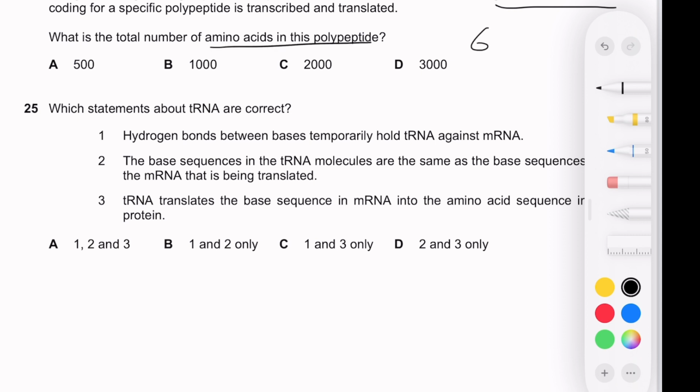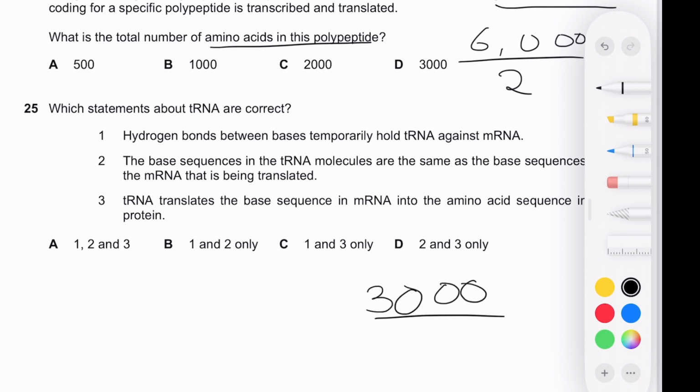So first, you just have to say 6,000 divided by 2 because we've got 2 strands of DNA, right? It's a double helix. So 6,000 divided by 2, that's 3,000, right? And in 3,000 nucleotides, each 3 nucleotides code for 1 amino acid. That's the genetic code, right? So I'm going to divide this by 3, and therefore it's 1,000 amino acids here.